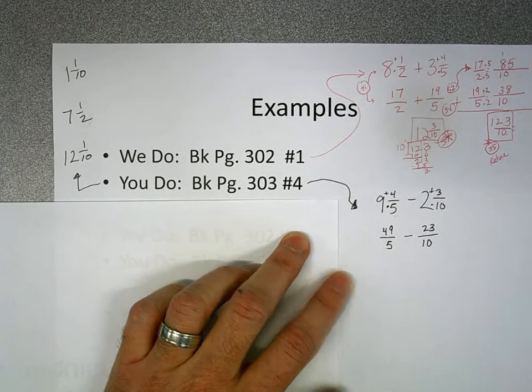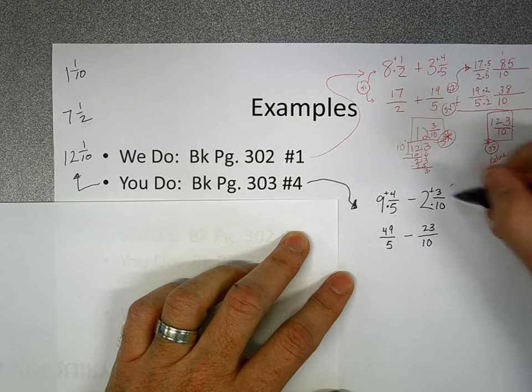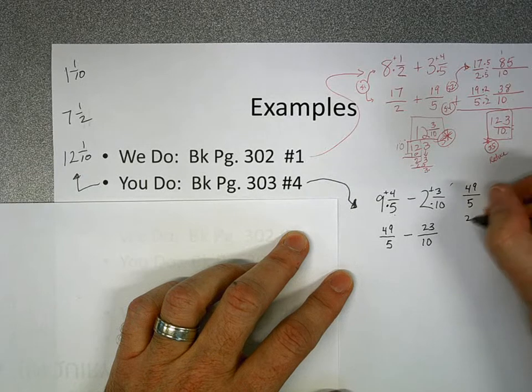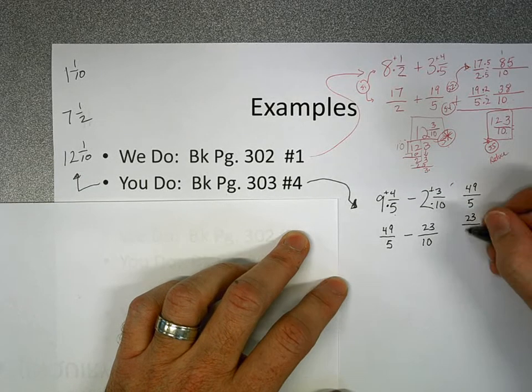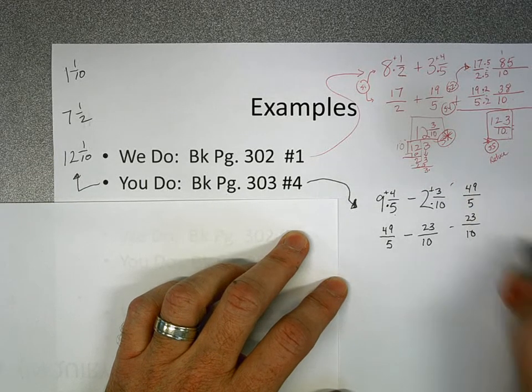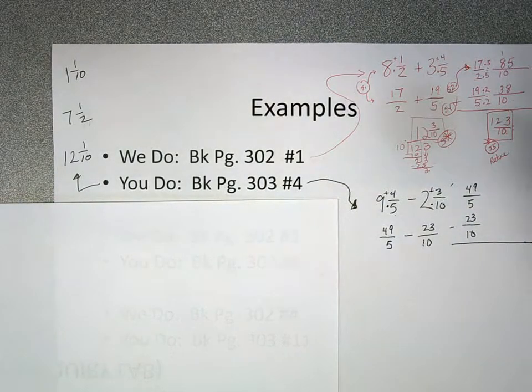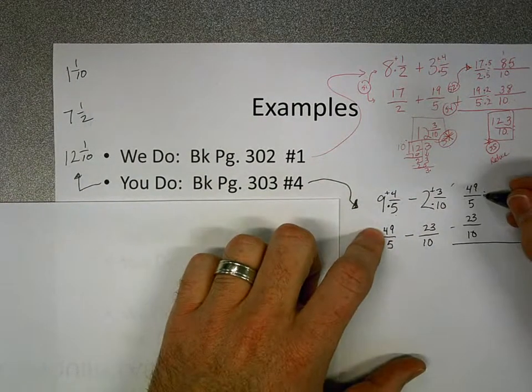Okay? Step 2, right, is just stacking them, keeping them, a little bit of organizing going on, right? 49/5 minus 23/10. All right, now, remember, step 3 is find a common denominator.